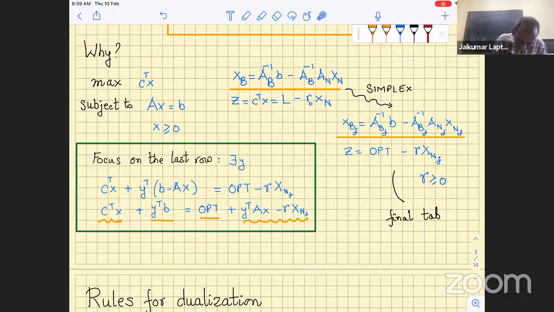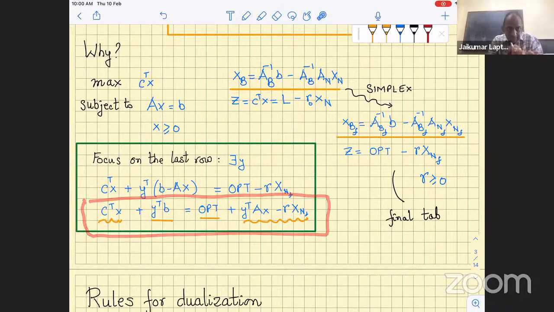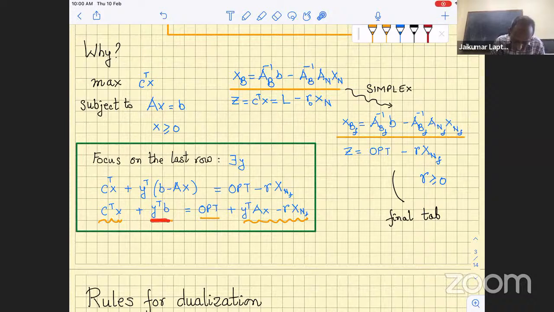What do we get? We get C transpose X on the left. This Y transpose B I have written here, opt I have written here. This Y transpose AX I have moved to the right. And this is an equality, an equality of expressions which involve variables.